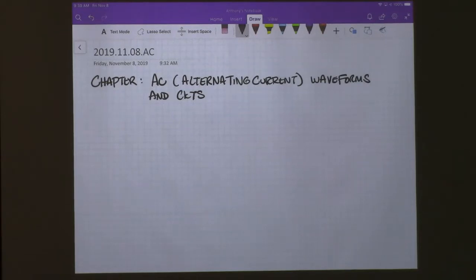So what is an AC waveform? Let's take a look at one and talk about the properties of it. So an AC waveform, we can draw a very simple one here. Now there's several different ways that we can talk about the x-axis of an AC waveform. We can do it in terms of time, we can do it in terms of degrees, and we can do it in terms of radians.